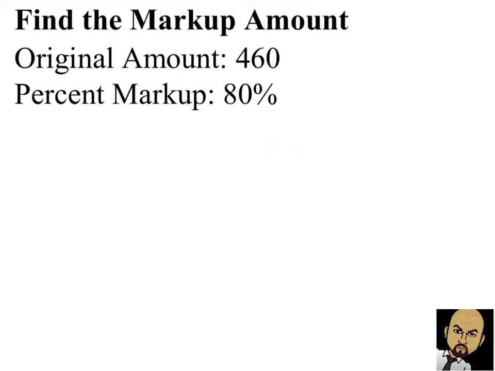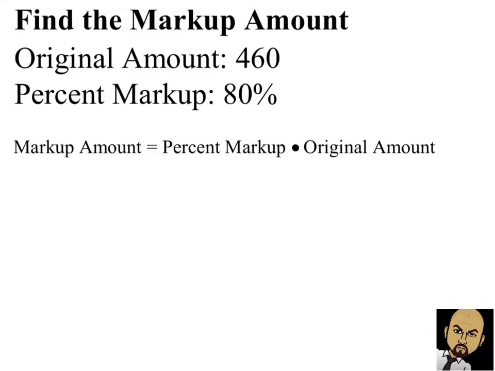Here, in this example, you need to find the markup amount. The original amount is 460, and the percent of the markup is 80%. Now, it's a markup because it's going to make the amount go up. It increases. Markup means the price increases. So you're going to use the formula for the markup. The markup amount is equal to the percent of the markup times the original amount.